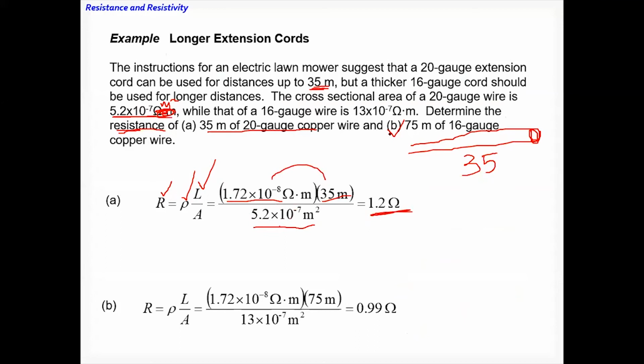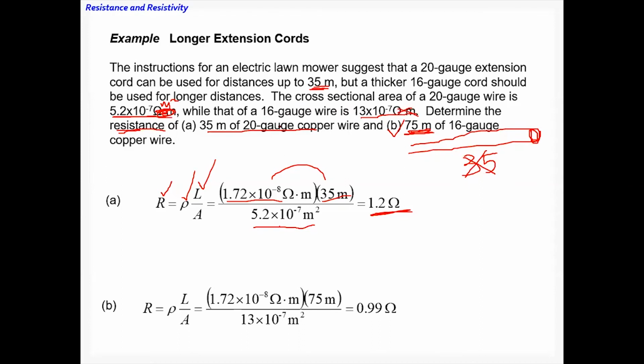Now let's do part B. For part B, you have 75 meters of 16 gauge copper wire. What is the area of 16 gauge? Length is 75. And what is the cross section? This is again meter squared. Sorry for the typo.